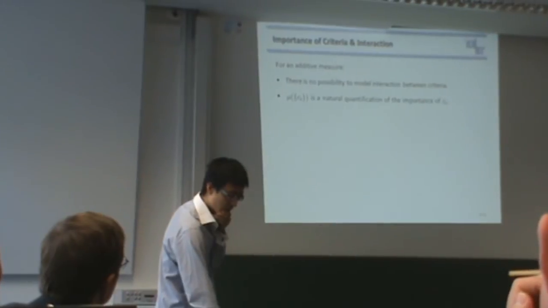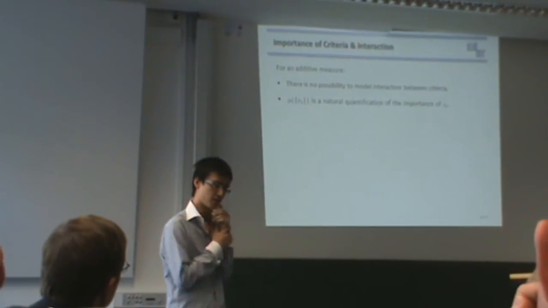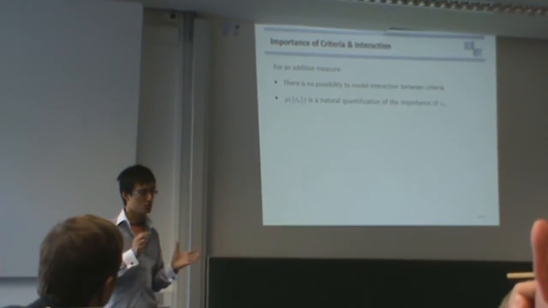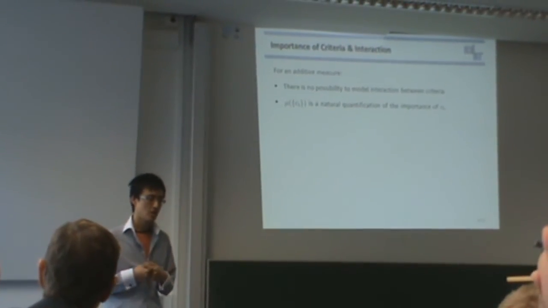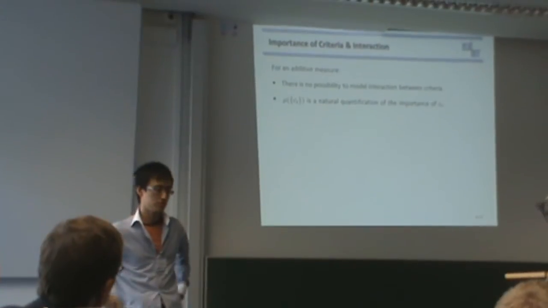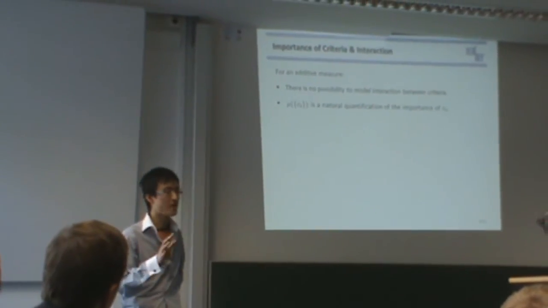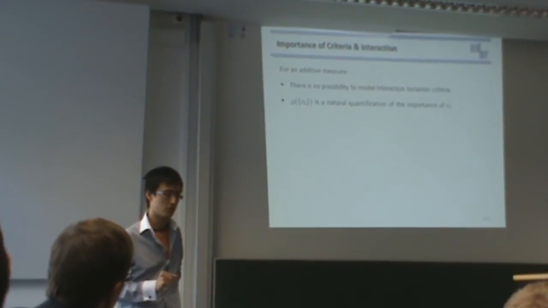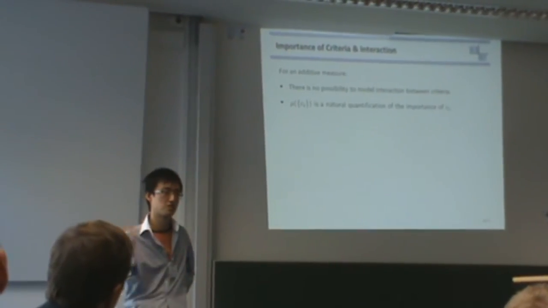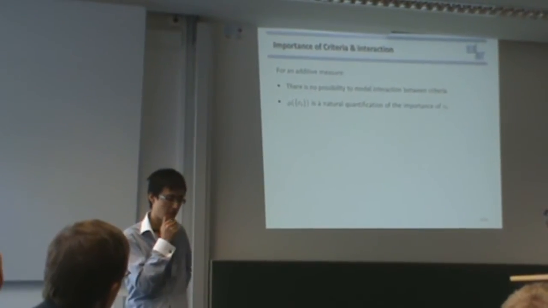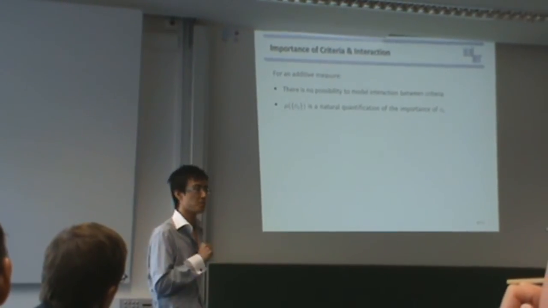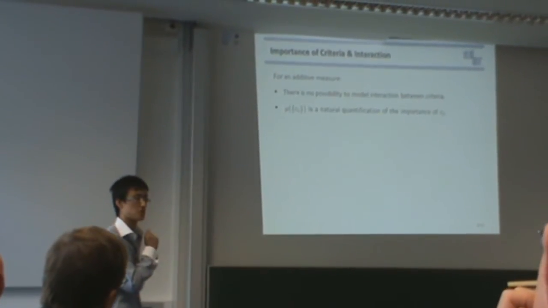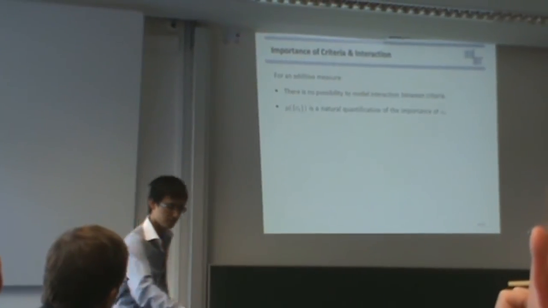Now, let's give you some more insight into these different things. Let's talk about the importance of a criterion and interactions. For an additive model, we don't have any possibility to model the interaction between criteria because it's linear, it's additive. And the importance of one criterion ci can be simply measured by mu of ci, the singleton, because it's additive.